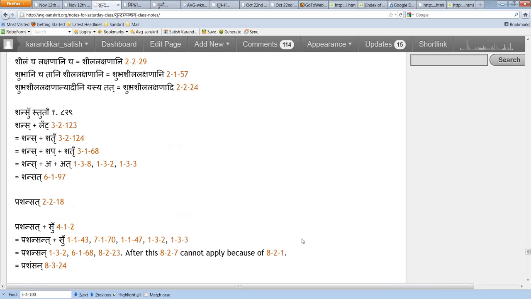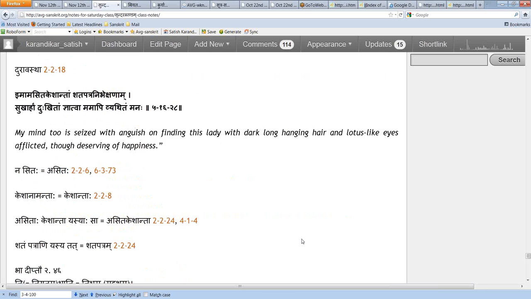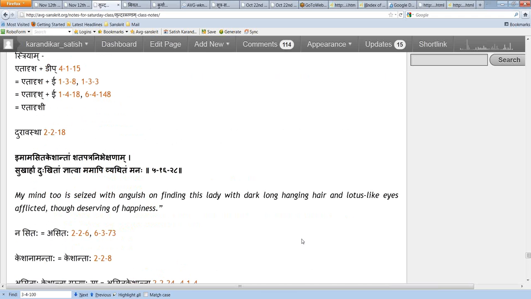Okay, let's finish this last shloka. We have not much time left, but it's a very simple shloka. There's not much vyakaranam here. Imam asita keshantam shatapatra nibhekshanam, sukharham dukkhitam jnatva, mamapi vyathitam manaha.